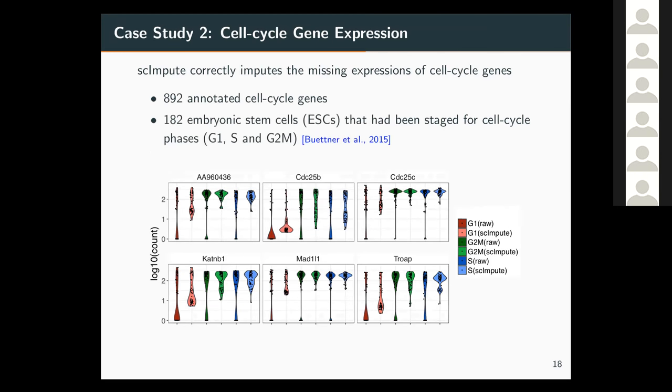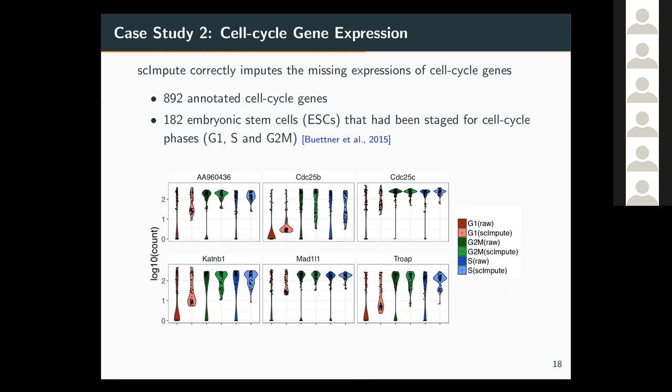In our second example, we evaluate the performance of scImpute using the expression of cell cycle genes. The data set we use contains 182 embryonic stem cells that have been staged for cell cycle phases G1, S, or G2M. In the human genome, there are about 900 genes that are annotated to have important functions during cell cycles. So we should expect these cell cycle genes to have non-zero expression in these embryonic stem cells. However, if we look at six example cell cycle genes, and we plot their raw gene expression values using violin plots, where the raw data are represented by the dark red, green, and blue, we can see that a significant proportion of the gene expression values are zero or very close to zero due to the dropout events.